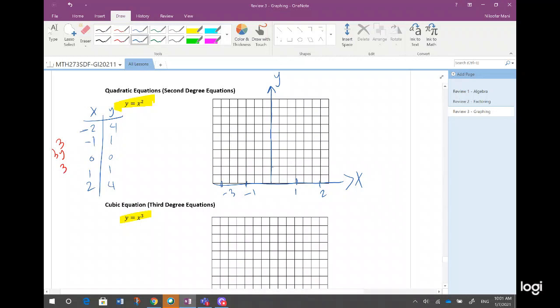How can I go here? 2 by 2, because I need to go to 4. So 1 and 4, here I go 2 by 2. So 1 and 1, 2 and 4, -1 and 1, this and this, and then this and this. Now you connect them.